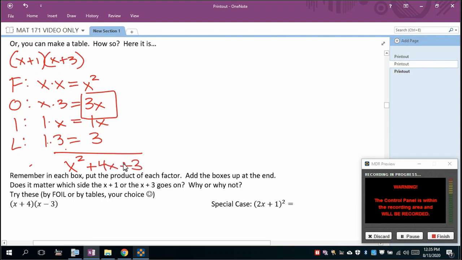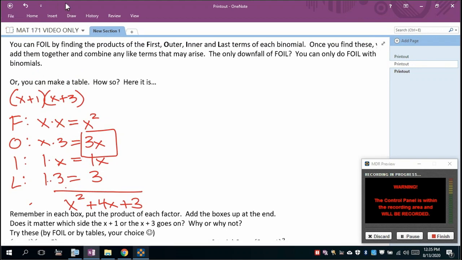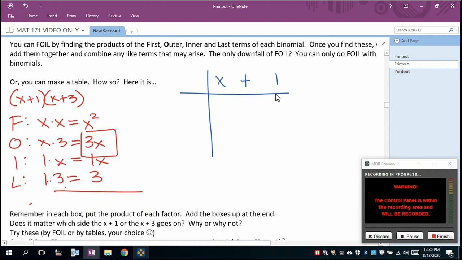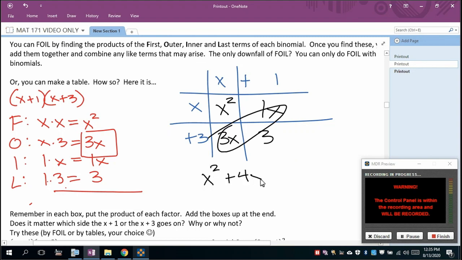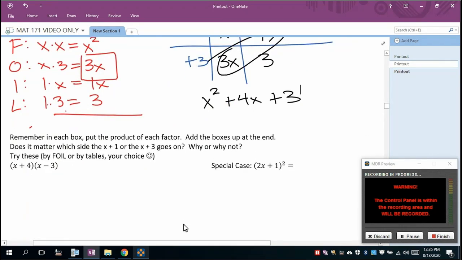That's all you get. Now, I like to make tables with these, and here's why. You know, x plus 1, and then you have x plus 3. And what you do here, x times x is x squared. Here you get 3x, then you get 1x, and then 1 times 3 is 3. Combine any like terms, so basically you just get x squared plus 4x plus 3 when it's all said and done. So, it doesn't matter what goes where.